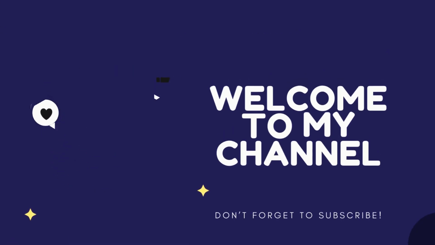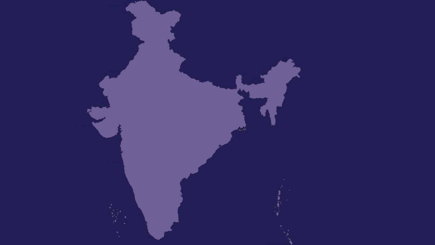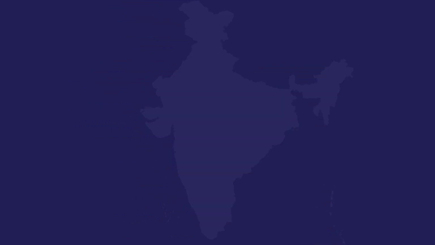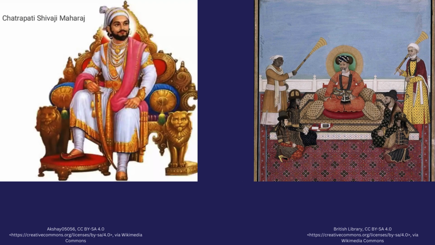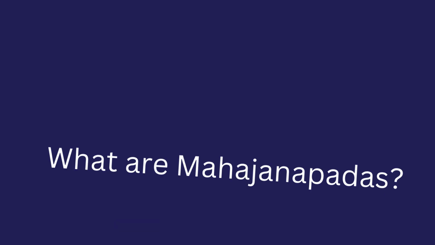We know very well that in ancient India kings used to rule the land, like Ashoka the Great, Shivaji Maharaj, and Mughal Emperor Akbar. But the question in the mind of all of us is, when did the process of empire building occur? The answer to this question we will learn in today's video through the topic Mahajanapadas.